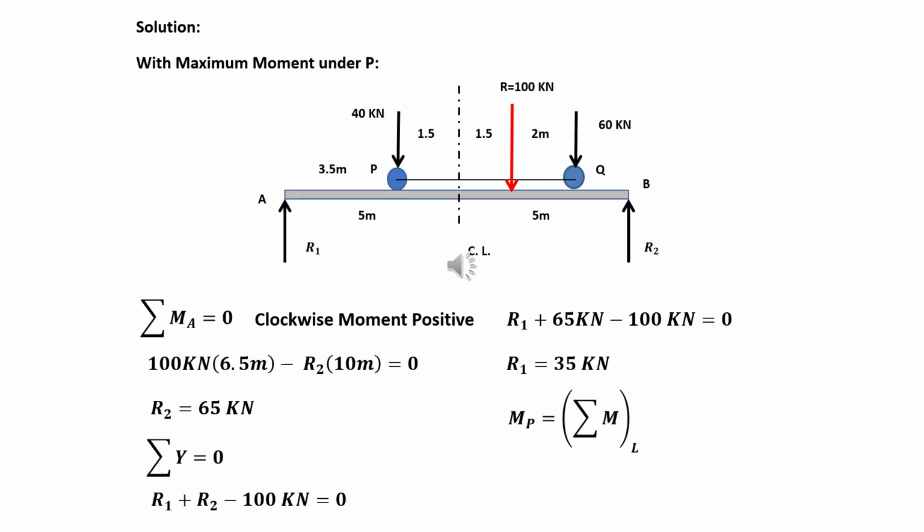Coming up next, let's solve for the moment at point P, which is equal to the summation moment at P, or M sub P, equal to R sub 1 times X. In this particular situation, the value of our X is 3.5 meters. Now by direct substitution, M sub P equals 35 kilonewton times 3.5 meters, and that is equal to 122.5 kilonewton meter. And that's our moment at point P.